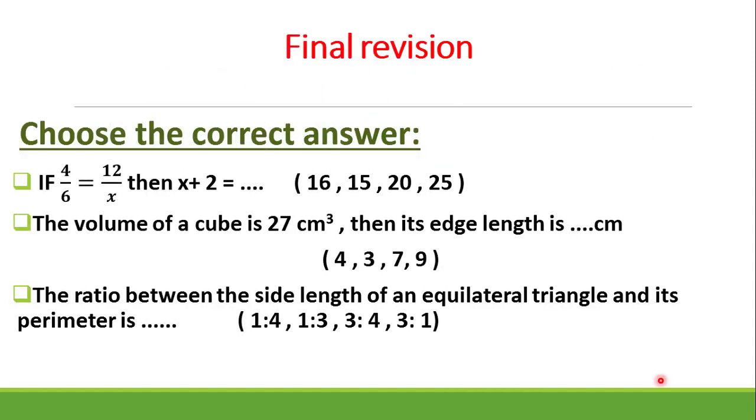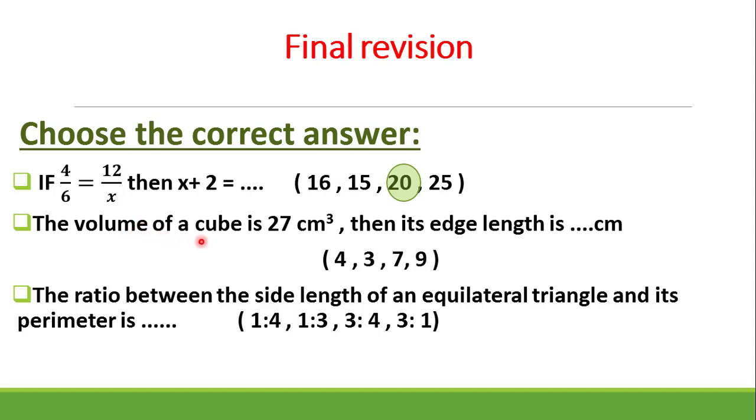Choose the correct answer. 4 over 6 equals 12 over x, then x plus 2 equals? To get the value of x, make a cross product, 12 times 6 over 4, or you can notice that 4 becomes 12 by multiplying 4 times 3, so 6 times 3 is 18. This is x, so x plus 2 equals 18 plus 2, which is 20.